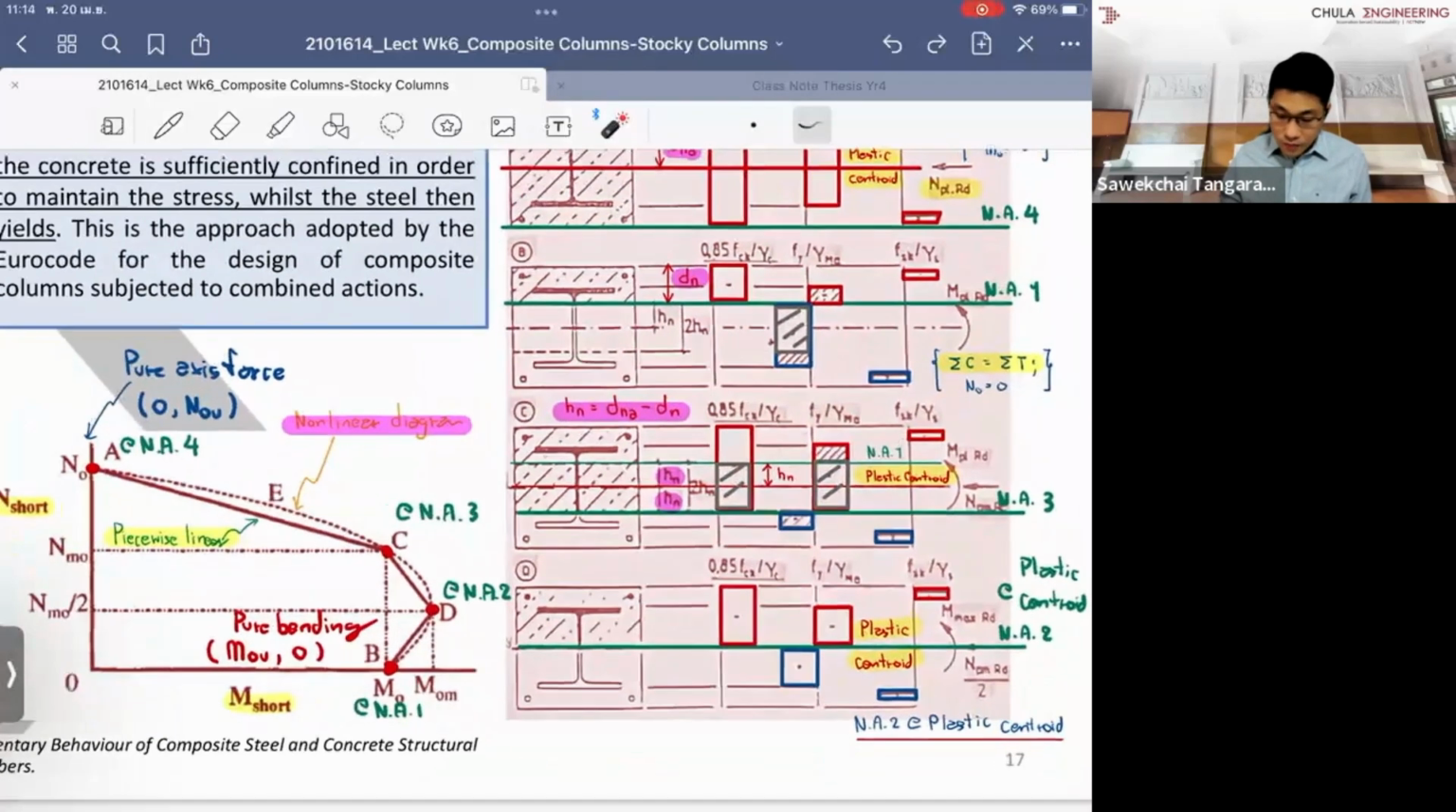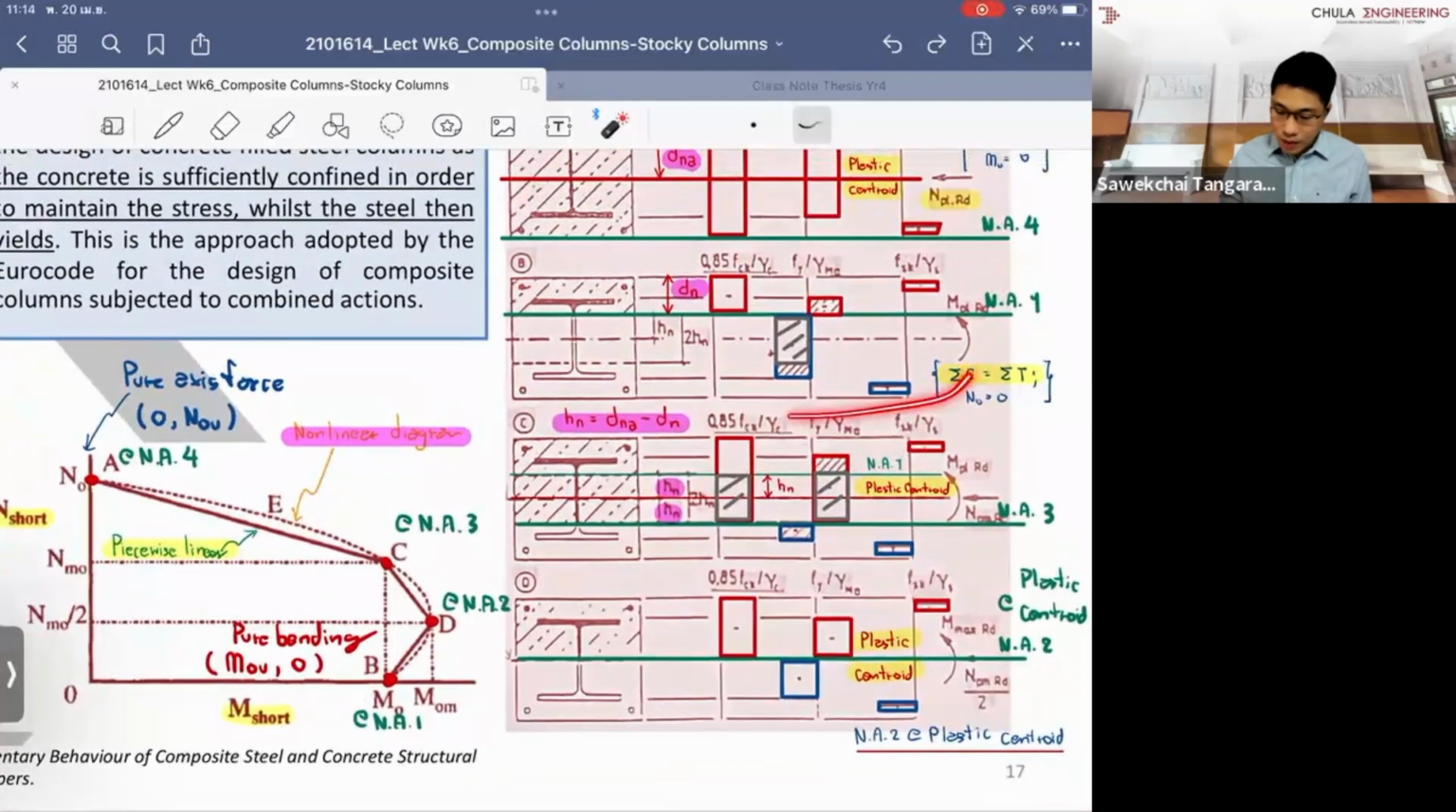So that's why, if you look at the comparison between the geometry of the stress diagram, you will find that by comparing point B and point C, you will have a similar value of the bending capacity, but you will gain more axial force capacity by raising the level of the neutral axis to here.